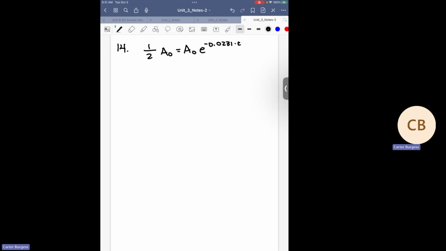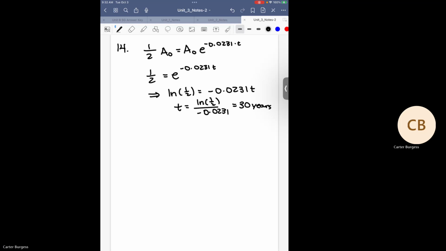Notice dividing by a sub 0, I get that 1/2 is equal to e to the negative 0.0231 times t, and then rewriting this as a logarithm, that the ln of 1/2 equal to negative 0.0231 times t. T I get is ln of 1/2 divided by negative 0.0231, which works itself to be about 30 years.